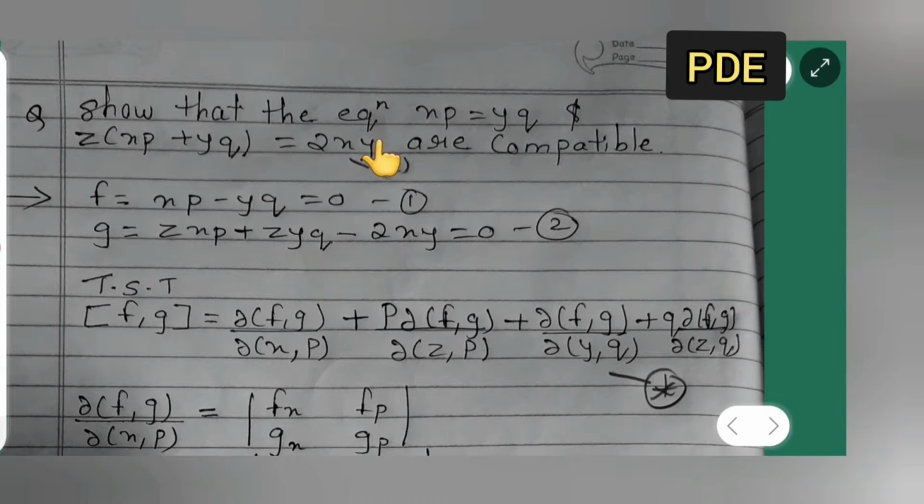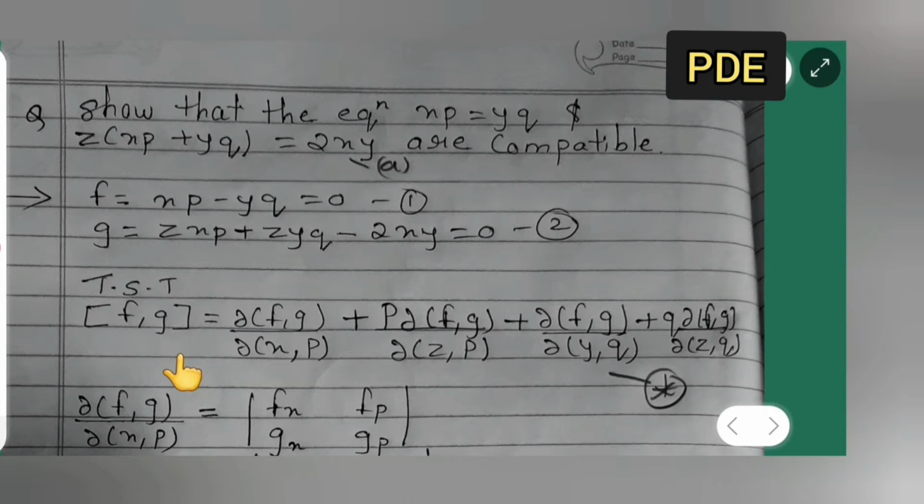Show that the equations xp = yq and z(xp + yq) = 2xy are computable. Take this particular thing as A. Now these two are computable. When these two are computable, they should satisfy some condition, right? So the condition is what? [f, g] should be equal to 0.